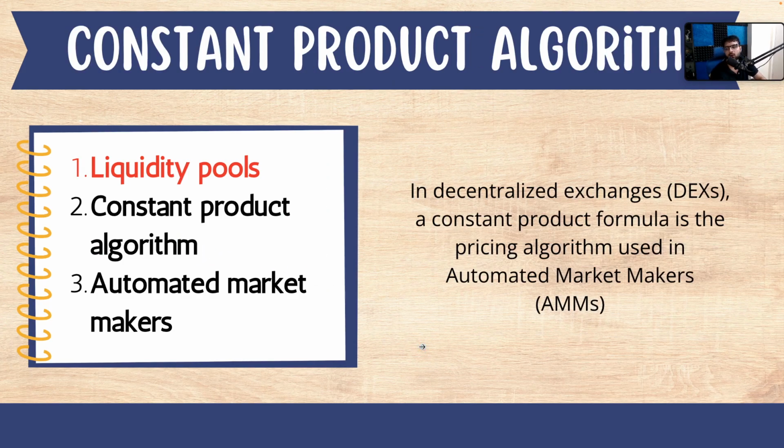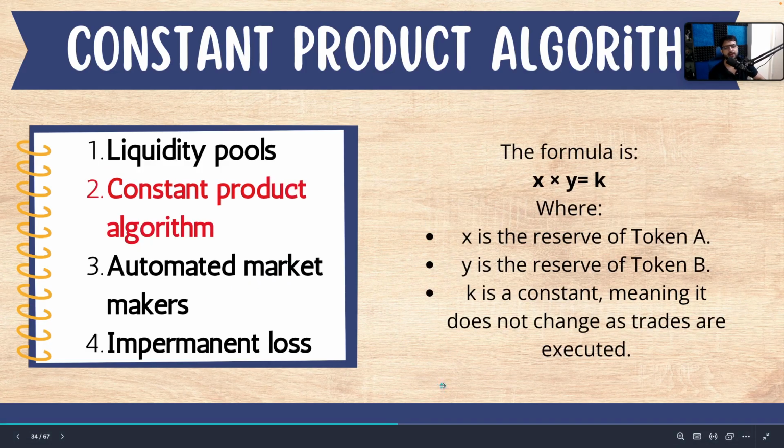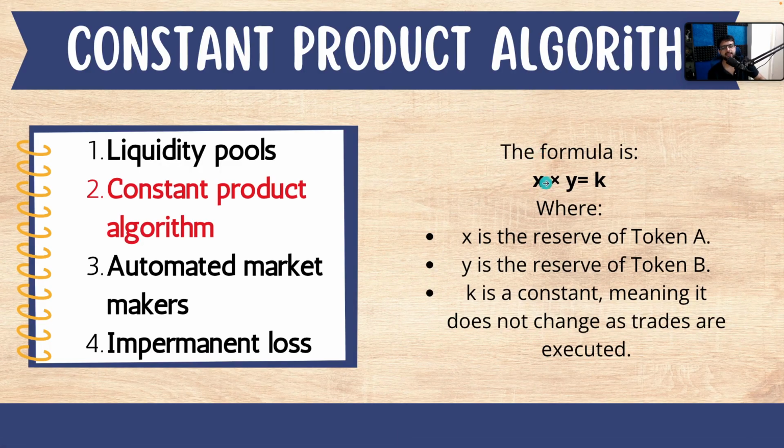Let's look at what the constant product algorithm is. In decentralized exchanges, a constant product formula is the pricing algorithm used in automated market makers. Too much jargon here. Like we have to eventually understand what are AMMs. So forget the statement completely. Let's look at the formula. The formula says X into Y equal to K. Very little math. Bear with me. Don't go back to JEE days. This is simple stuff. 5 minutes, the math will be over.